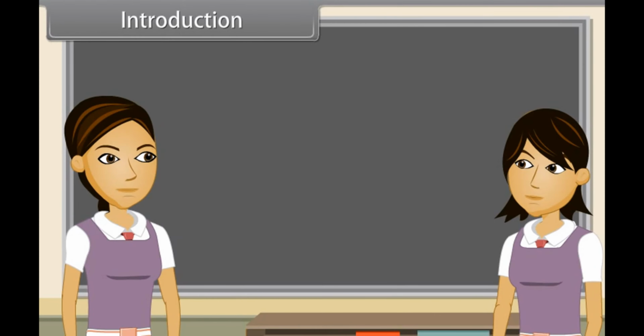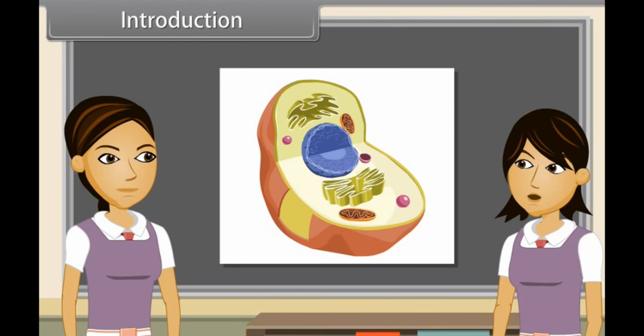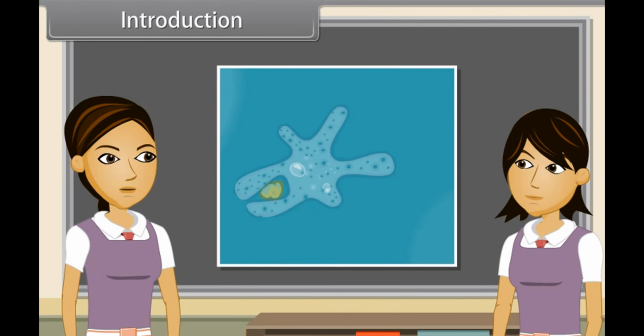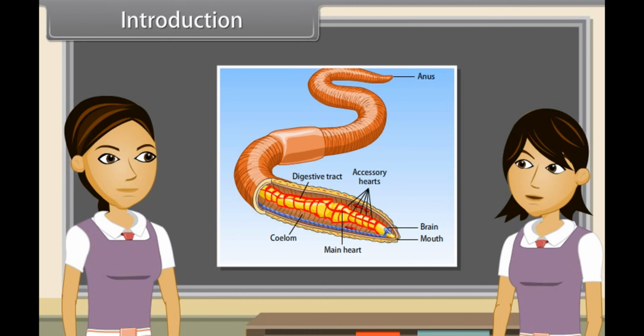Introduction. We know that the cell is the structural and functional unit of life. Do you know what it actually means? It means a single cell can perform all basic functions of life. Example, movement, intake of food and respiratory gases, respiration, excretion. Okay, it is true for single-celled or unicellular organisms.